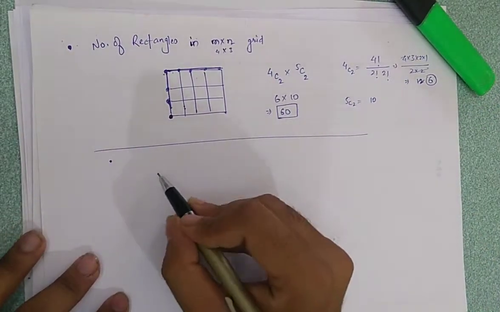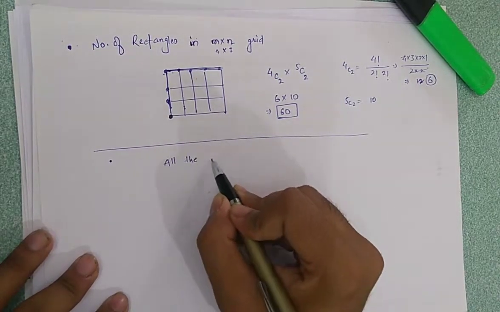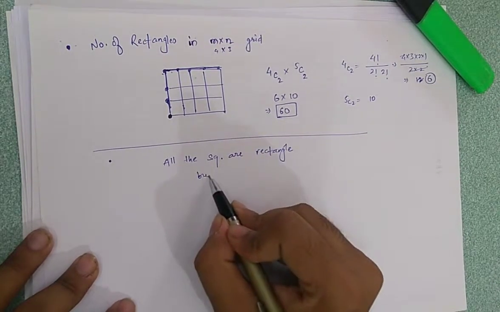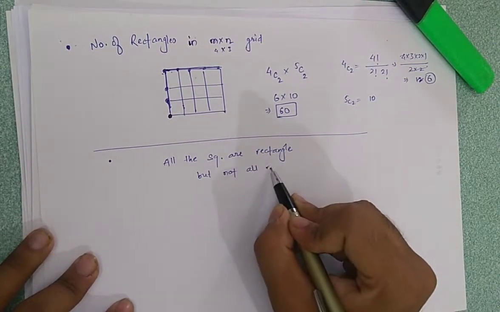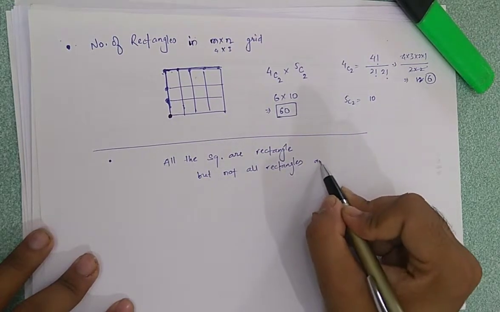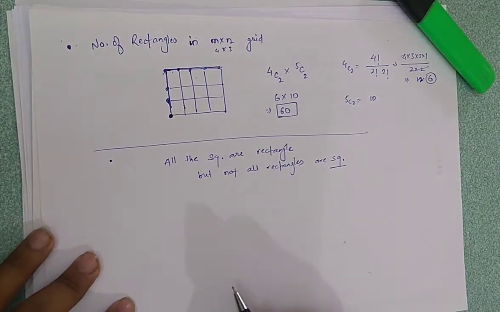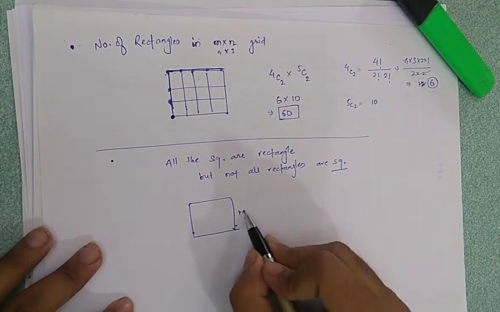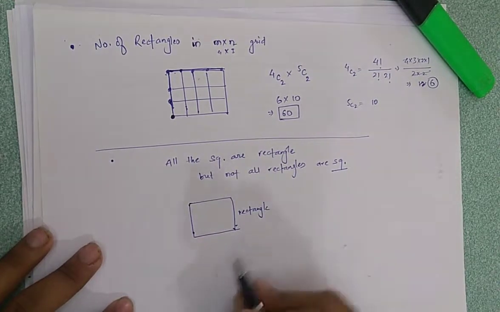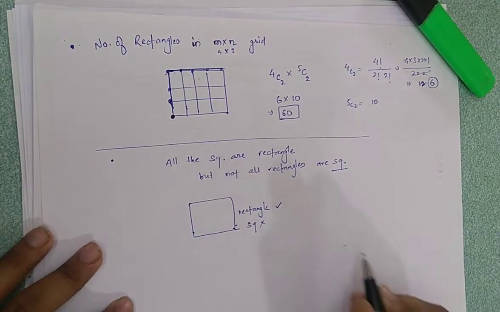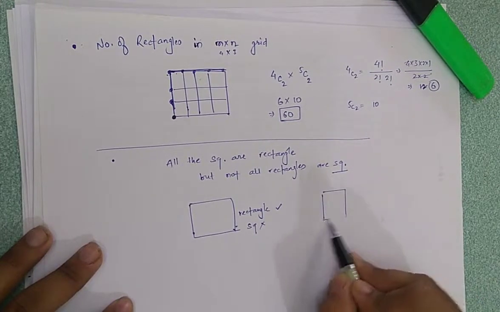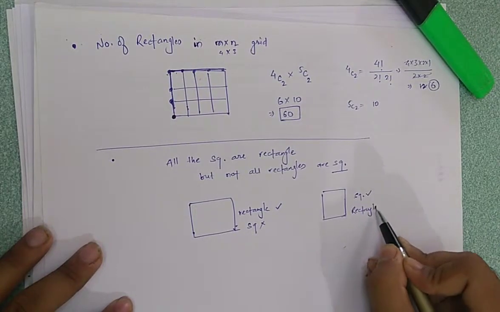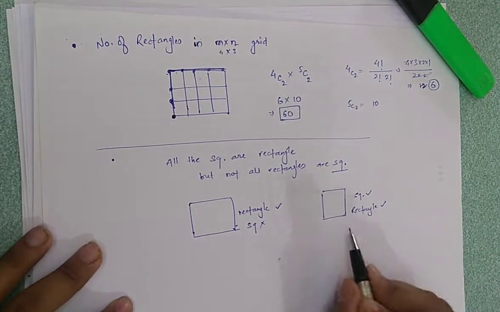In geometry we will be learning that all squares are rectangles, but not all rectangles are squares. What does this mean? This means that this is a rectangle. This is not a square. This is a rectangle, this is not a square. But what about this figure? This is a square and this is a rectangle as well because it satisfies all the properties of a rectangle.